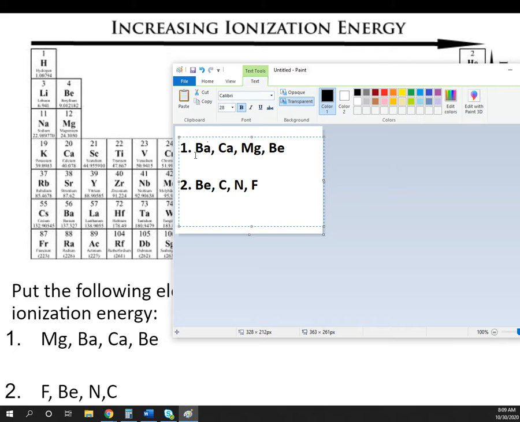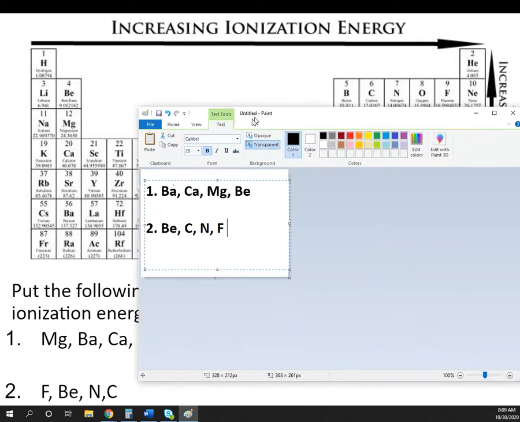Number 1, you should have listed barium as the smallest ionization energy because it's at the bottom of our group. It has the lowest ionization energy. Followed by calcium because it's further up, magnesium, and then beryllium. Beryllium is going to have the highest ionization energy because it is the smallest atom. It is going to have the most energy required to take away an electron.